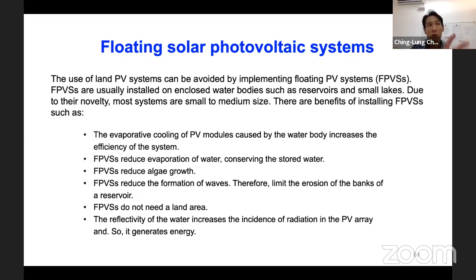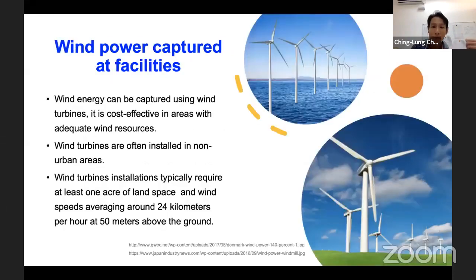Okay, this is the most different part. Here comes the wind power capture facility. The wind energy can be captured using the wind turbine. This is the wind turbine, and it is cost effective in areas with enough wind resource.